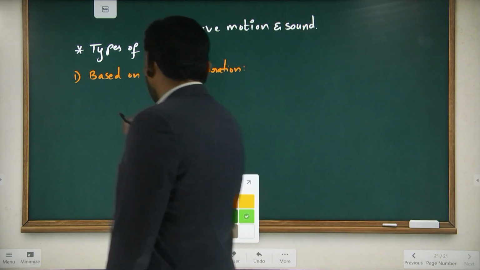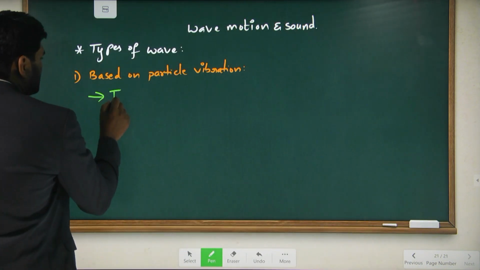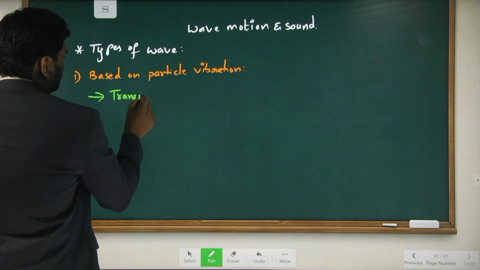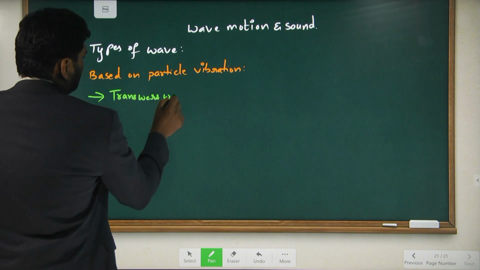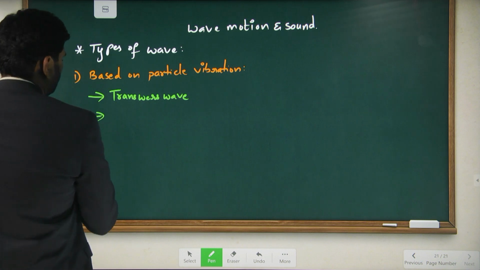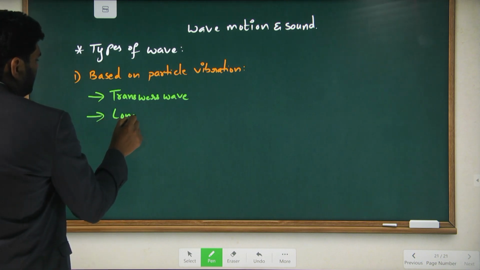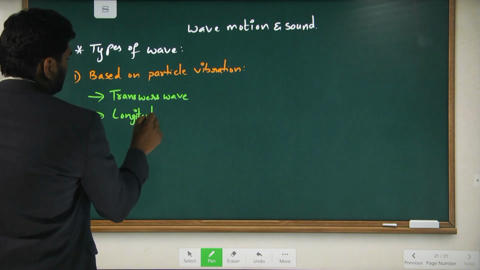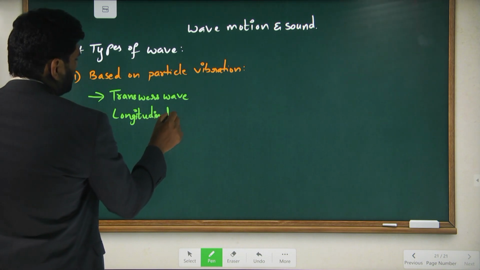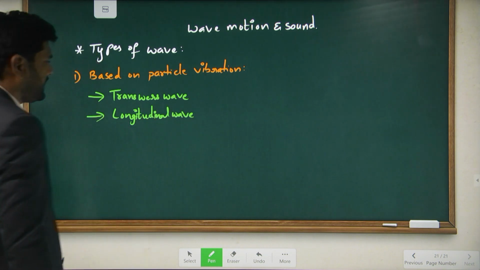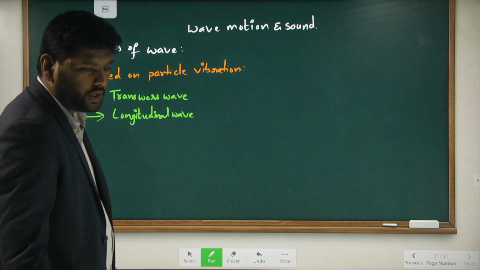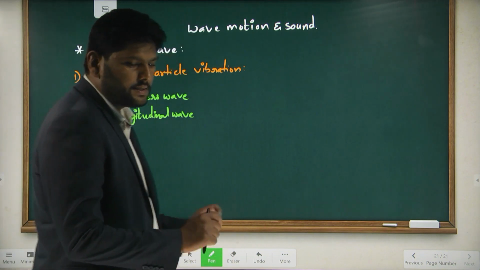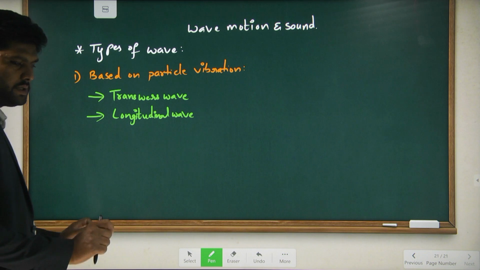The very first one is the transverse wave. The second one is the longitudinal wave. First one is what? Transverse wave. Second one is what? Longitudinal wave. What is this transverse wave and what is this longitudinal wave?